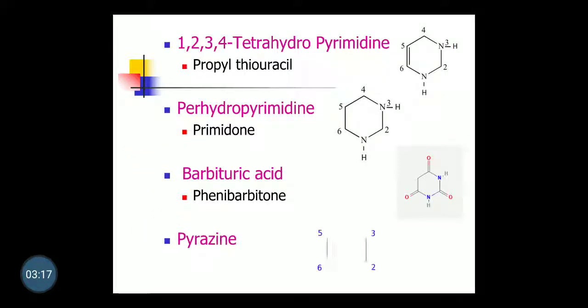Next, pyrazine. Pyrazine has 2 nitrogens, relative positions 1 and 4. It's a 6-membered ring, ends with ine, and it has pyra and aza. The pyra stands for the first nitrogen, aza stands for the second nitrogen. The relative position of these 2 nitrogens is 1 and 4, and 3 double bonds. In case of pyrimidine, the relative position is 1 and 3. So in case of pyrazine, it is 1 and 4.